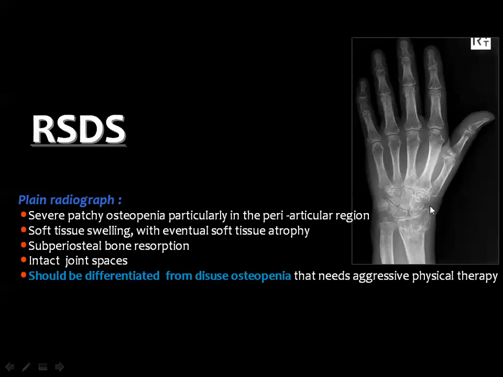This disease should be carefully differentiated from disuse osteopenia, which is the osteoporosis following fixation of a fracture, for example, or disuse for another etiology. And this disuse osteopenia requires aggressive physical therapy to be resolved.